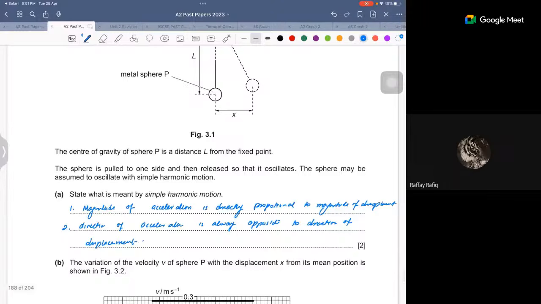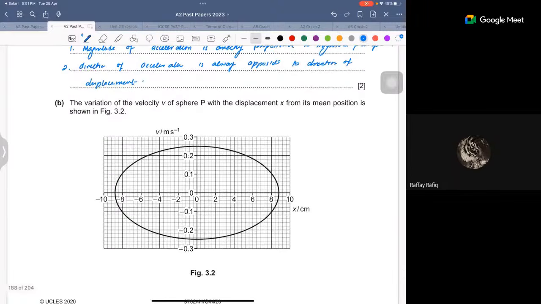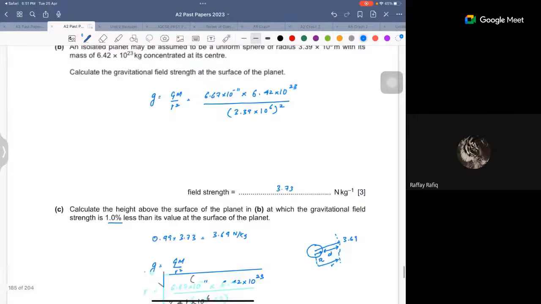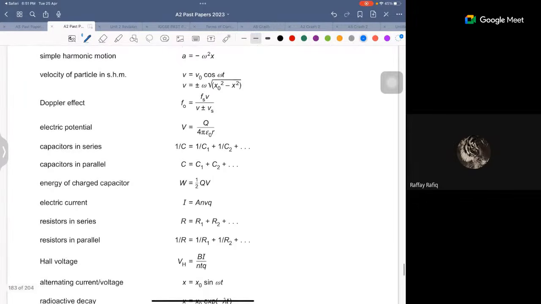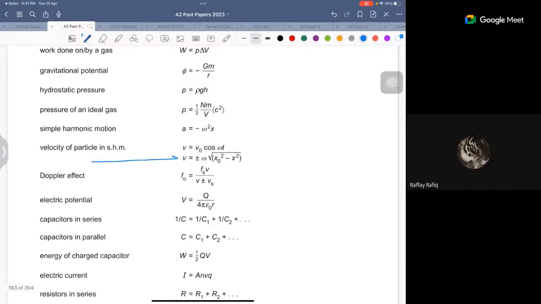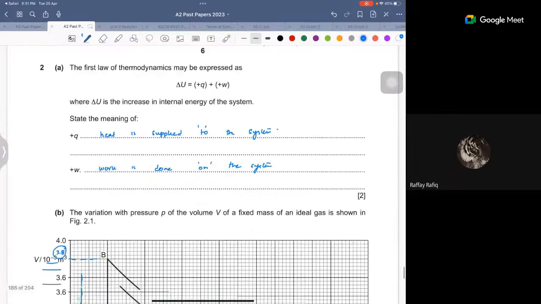Okay, the next. So now we have this. Anytime you see this, the only thing that should come to your mind is this formula. The relationship between velocity and displacement is v equals plus or minus omega root of x naught squared minus x squared. Now, if you forget this formula at any time in the paper, you can go back. I'm sure this is given. It's right here. So you can always look it up if you forget it. Anyway, now going back.